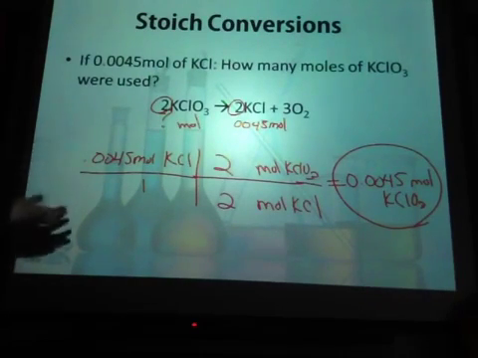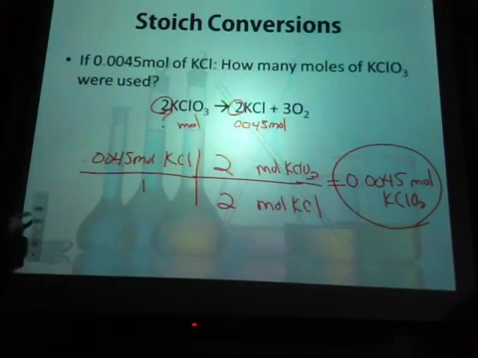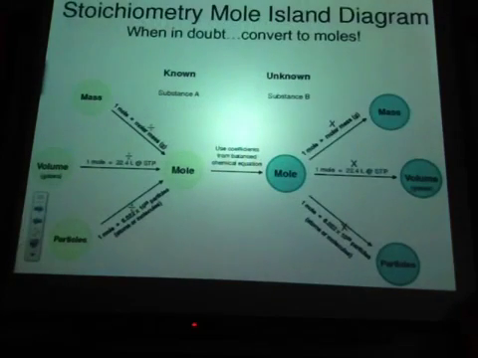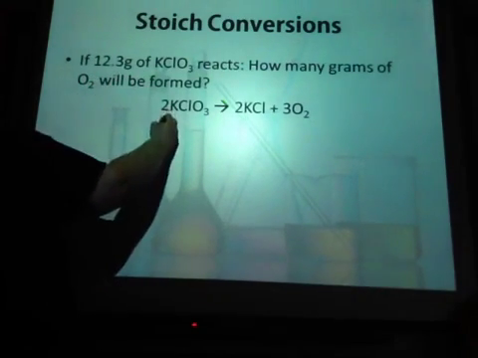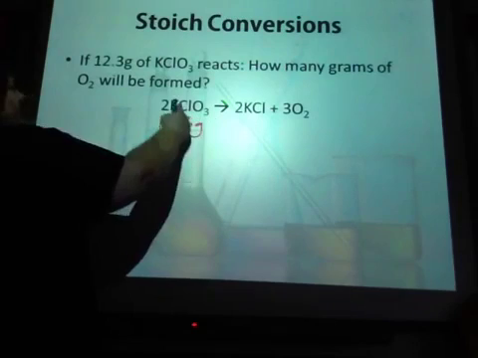Okay, normally we don't work with moles, we just use it to go back and forth. Normally we're using grams or volume. So let's try a problem like that. If we have 12.3 grams of KClO3, how many grams of O2 are formed? So this would be more like a normal problem we would see. If we have so many grams, how many grams can we make? So always list what we know. So we know we have 12.3 grams of KClO3.